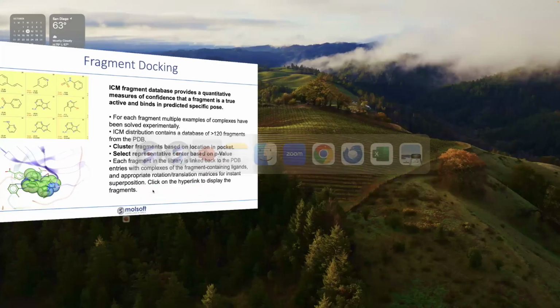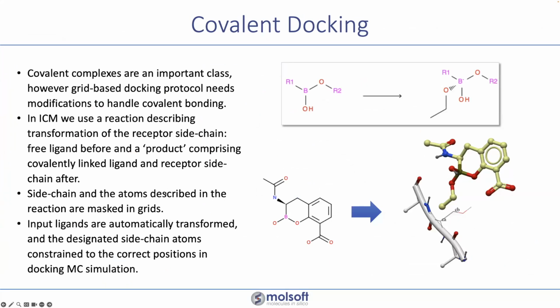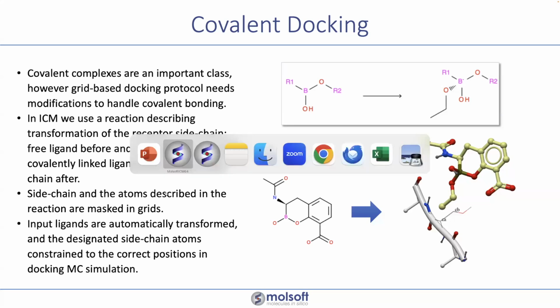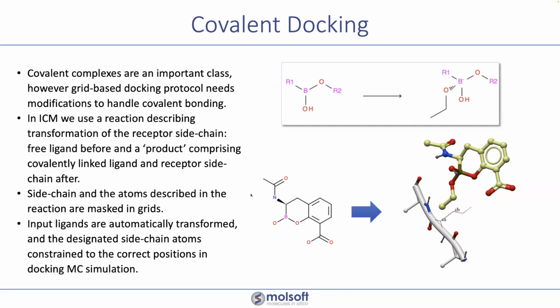Okay. So moving on to the second generation. The second generation of EGFR inhibitors, they're all covalent ligands, so in ICM you can dock covalently as well. The docking setup is kind of similar, which I'll show. The only difference is that you need to describe the reaction between the transformation of the receptor side chain and the free ligand. So you have the free ligand, and then you have the product comprising the covalently linked ligand and the receptor side chain.